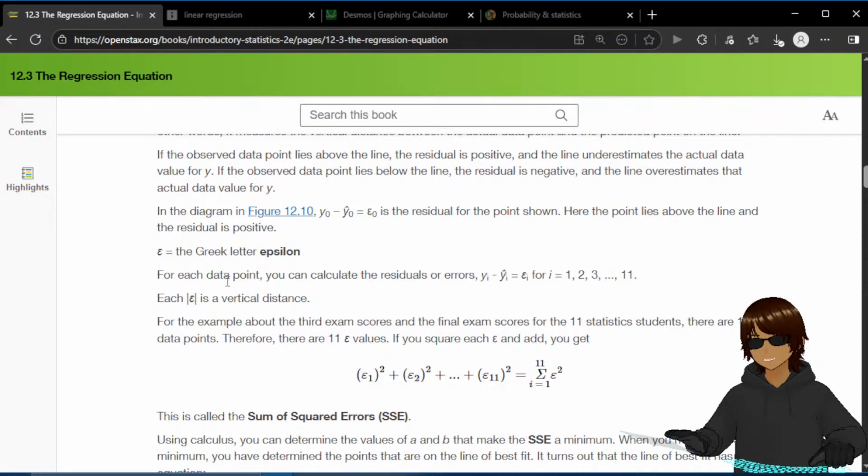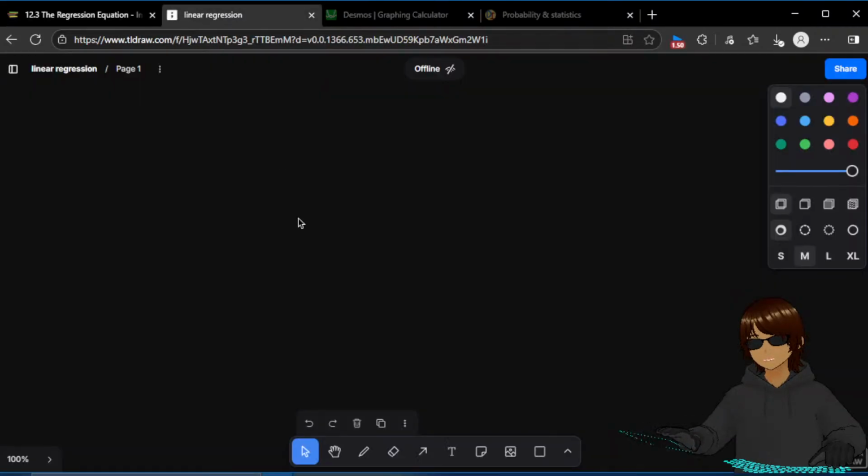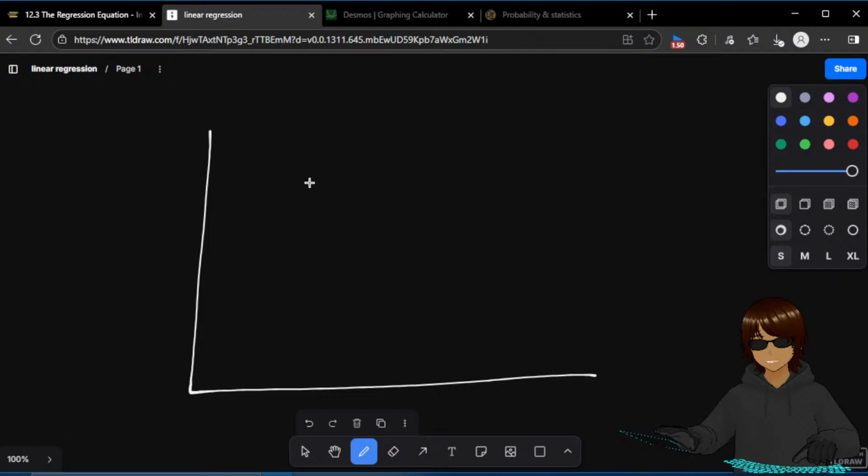For each data point, you can calculate the residual or error, epsilon i. Each modulus of epsilon is a vertical distance. So we have some point. Let's draw in pink.